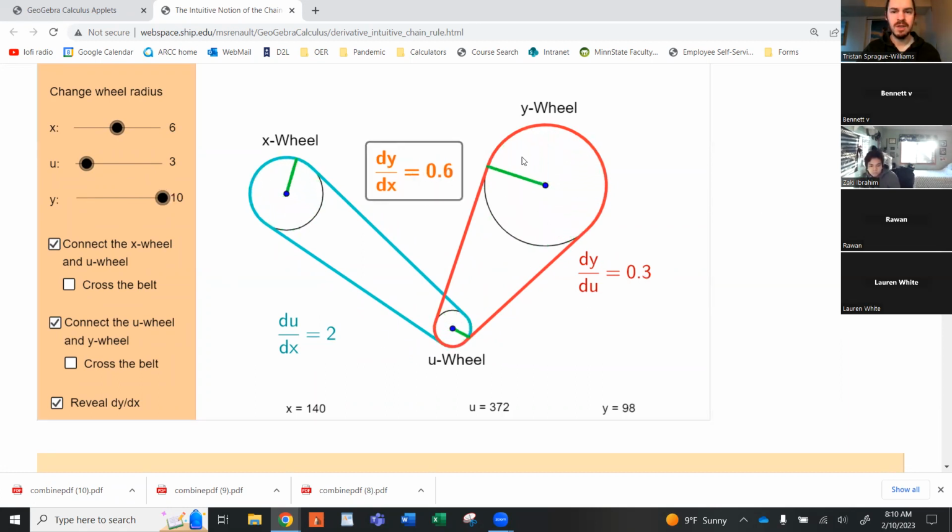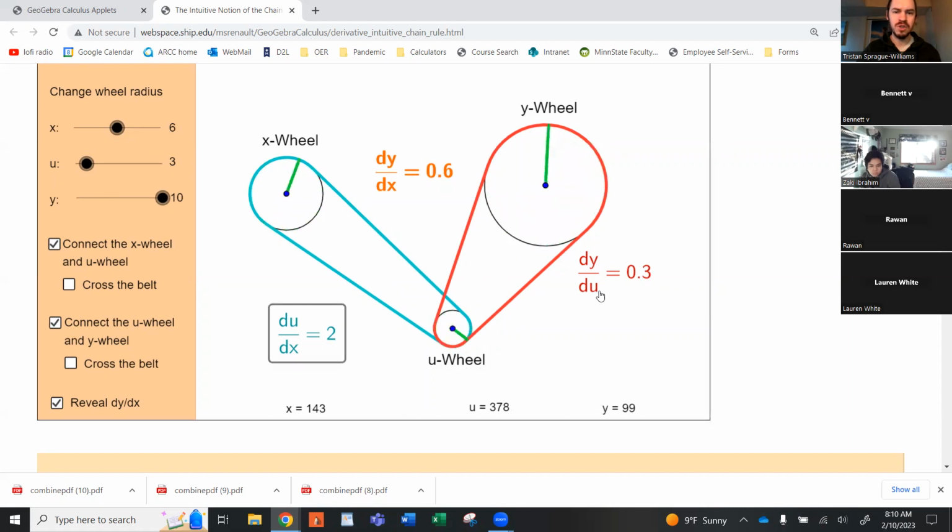So what we recognize is no matter what relationship we have between x and u, and no matter what relationship we have between u and y, the relationship between x and y is always just the product multiplying together these 2 rates of change to give us the overall rate of change. That is the heart of the chain rule right there. It's this times this equals this.